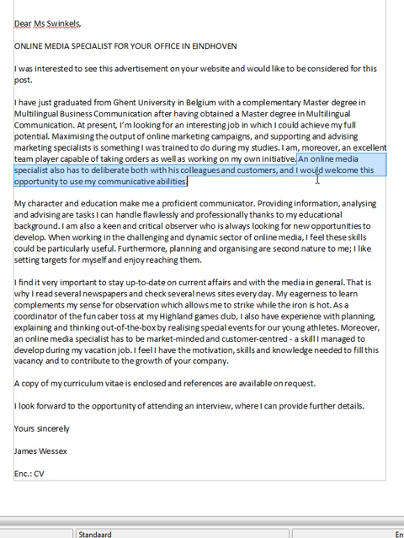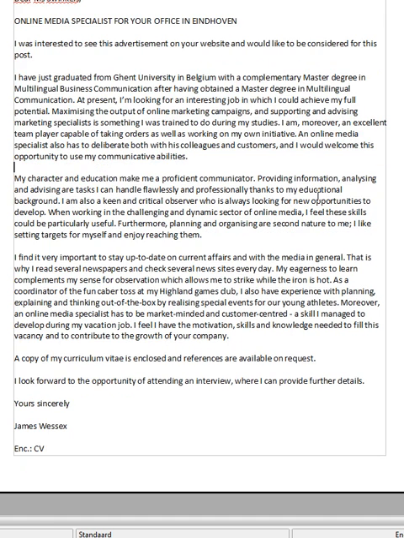So, focus here is on the degree. The degree has taught me some specific skills, and I'm looking forward to applying these to your job. This is how I add value to your company. And that same process is repeated in the next two paragraphs.